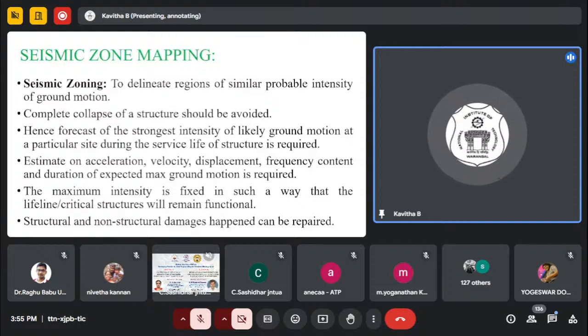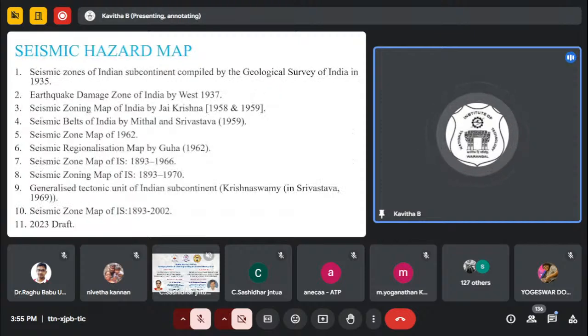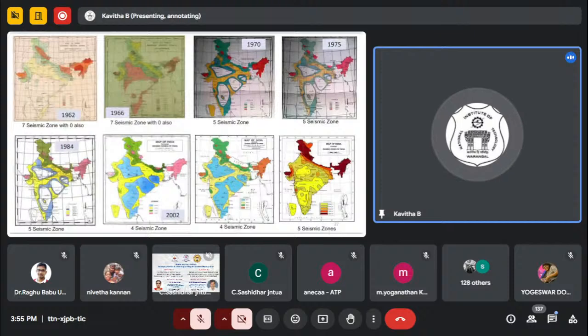First, they started with prehistoric seismic data and considered soil types. They included some fault data. Then they changed it like this. So this is the figure. In 1962, India had 7 zones: zone 0, 1, 2, 3, 4, up to 6.